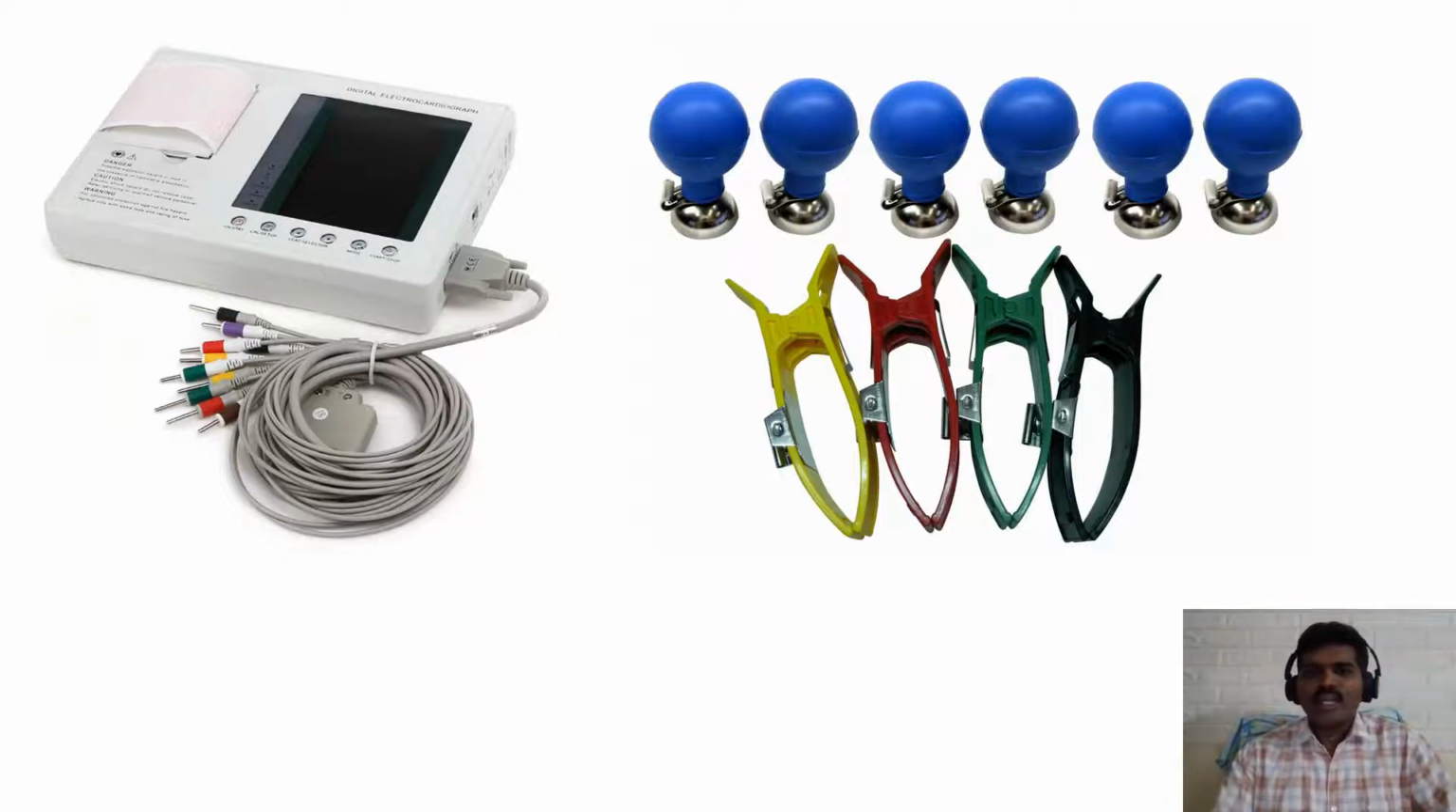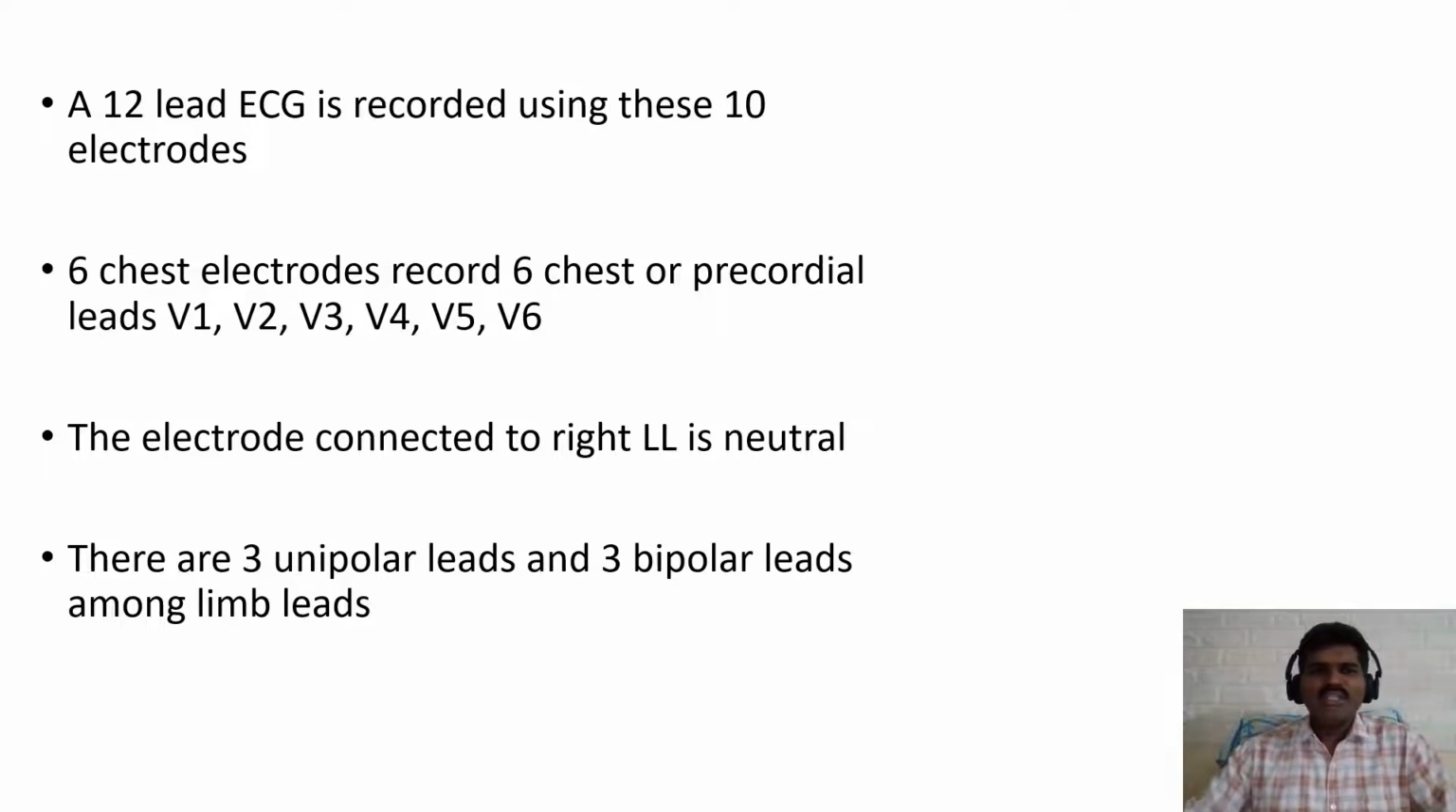Chest electrodes are interchangeable, whereas limb electrodes are not interchangeable. If you are not keeping the leads properly, then you will get a wrong ECG recording. A 12-lead ECG is recorded using these 10 electrodes. There are 6 chest electrodes to record 6 chest and precordial leads. They are labeled as V1, V2, V3, V4, V5 and V6. The electrode connected to the right lower limb is a neutral one, so that doesn't participate in recording any electrical activity.